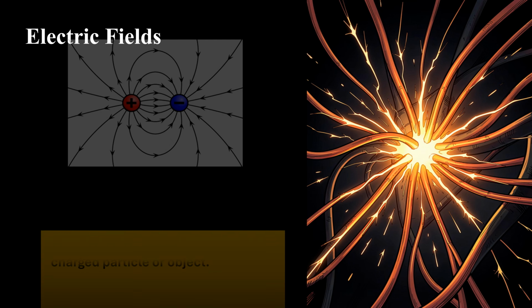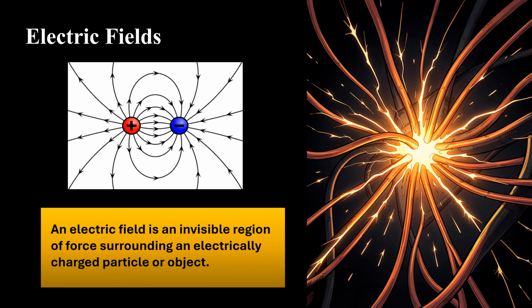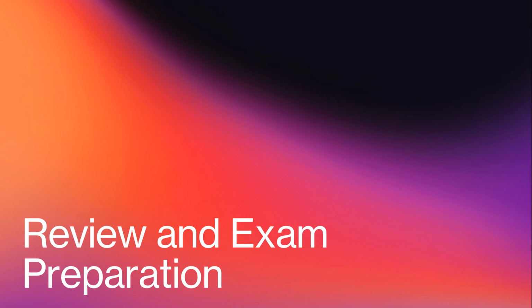An electric field surrounds a charged object. Field lines show the direction a positive test charge would move. The closer the lines, the stronger the field. Review and exam preparation.